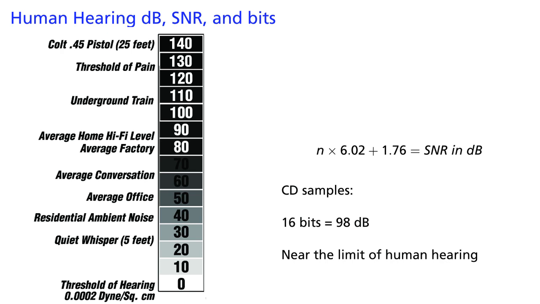On the scale on the left, we can see all the way down, 0 dB is defined as the lowest at which humans could ever hear, which is very, very, very quiet. You need something like an anechoic chamber to be able to get something that quiet. Whispering might be in the 20 to 30 range. Residential ambient noise is 40. In the New York area, it's probably more like 50 or 60.